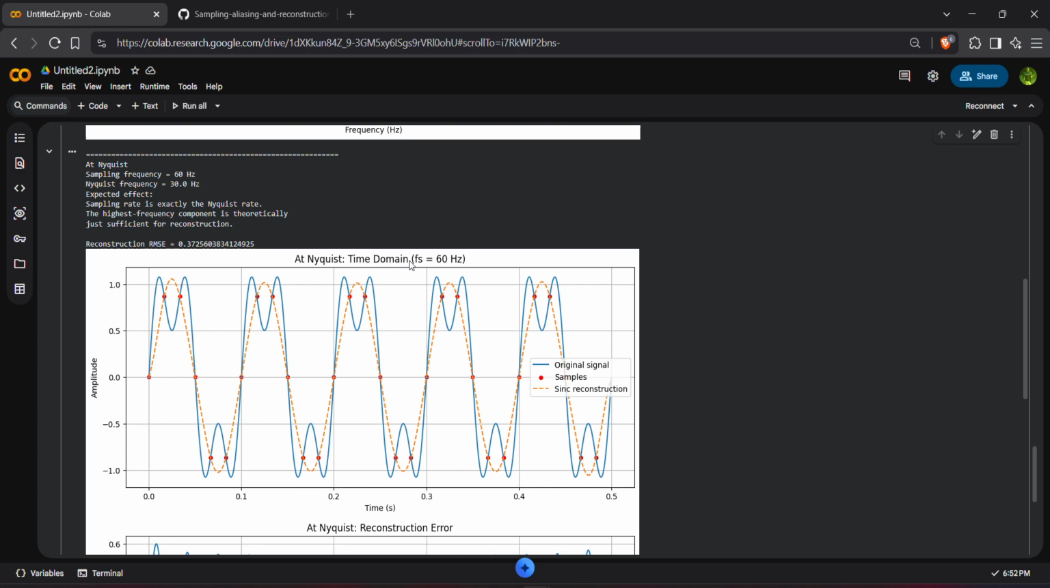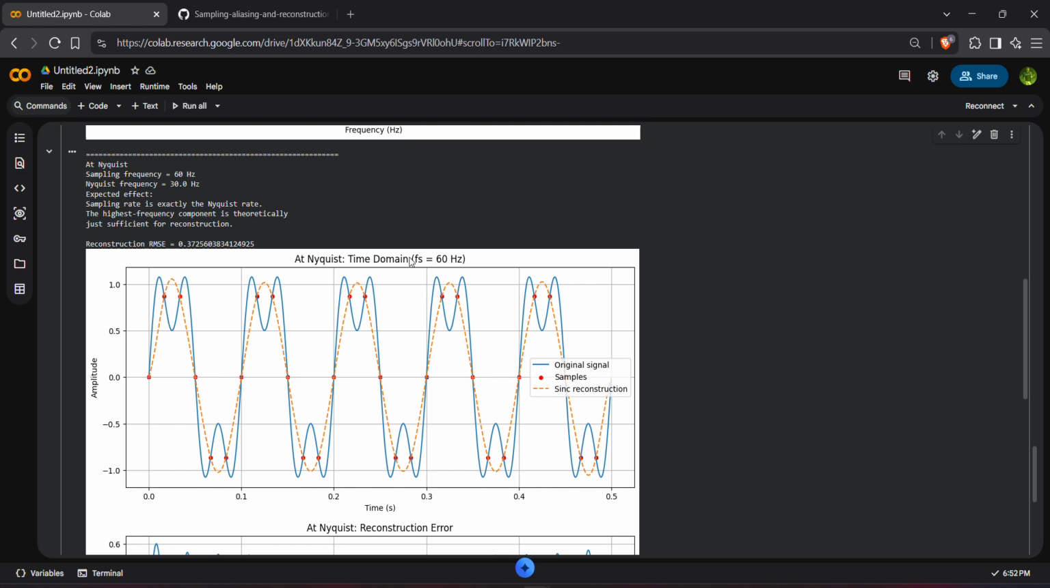However, the 30 hertz component is sampled at only 2 samples per cycle. So this case can be more sensitive to the sampling phase and the finite duration of our simulation. When we compare the original and reconstructed signal, we can observe the practical reconstruction behavior. The result is broadly consistent with the sampling theorem, with any small discrepancy mainly coming from the numerical implementation.